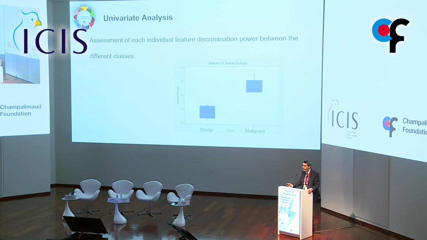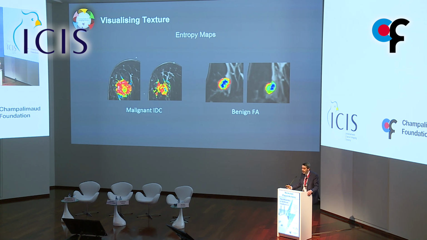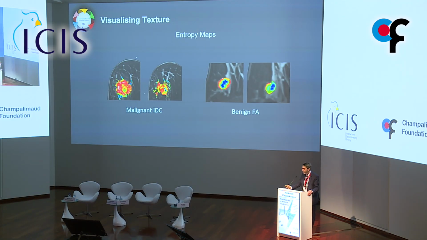Now, the first step to conduct analysis is the so-called univariate analysis, where we are trying to evaluate the worth of each individual feature in order to measure how it can discriminate between the two different classes. This is an example of such a univariate analysis where texture entropy maps are shown to be different in terms of malignant infiltrative ductal carcinoma, denoted by the red color in those maps, versus the far lower entropy values that someone can identify on benign fibroadenomas.